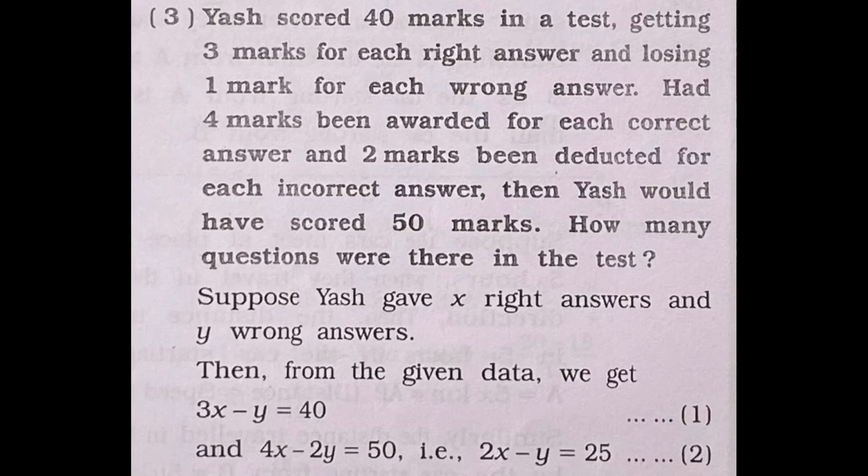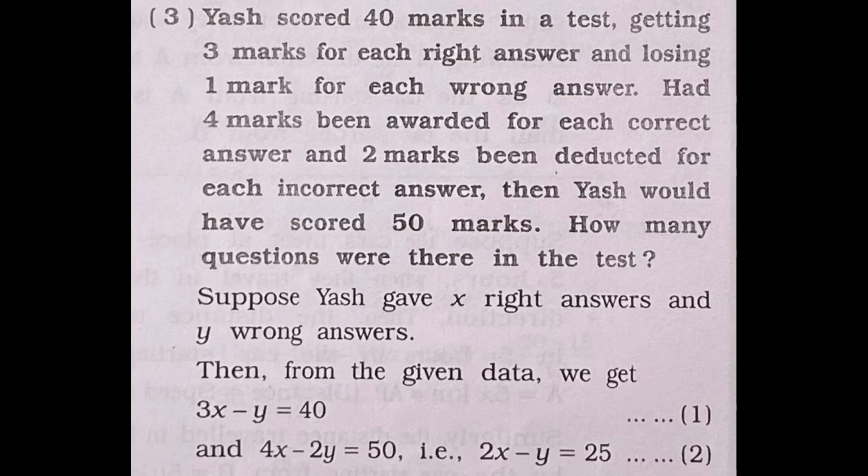Now, if 4 marks have been awarded for each correct answer and 2 marks have been deducted for each incorrect answer, he would get 50 marks. This is our second condition. So, according to it, the second equation will be 4x minus 2y is equal to 50.